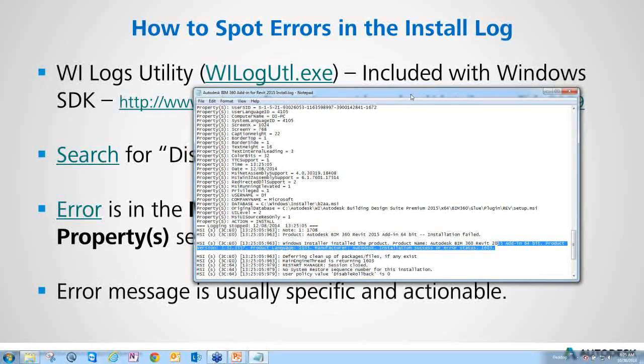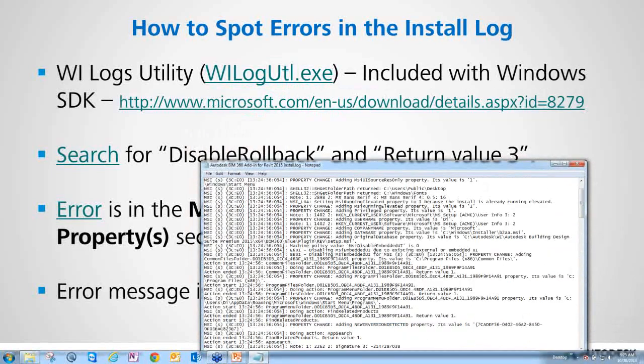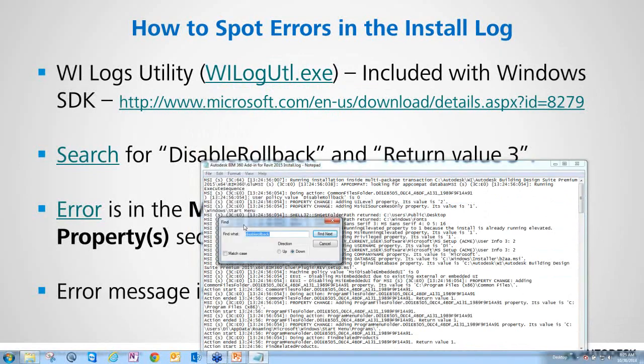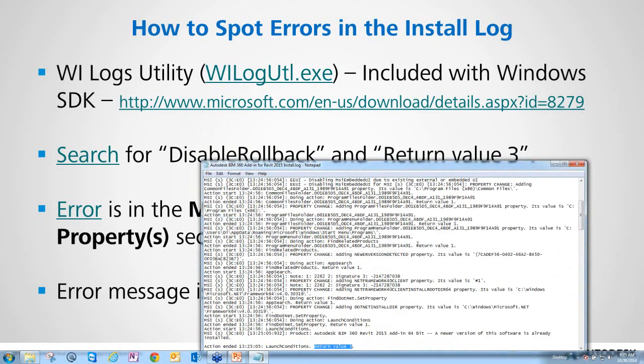So the other thing I suggest searching for is return value 3. If you search for disable rollback, you still can't narrow down on it. Let's do a search for return value 3. There's a couple of different return values you can get. You can see up here there's a return value 1. If it's 1, that means excellent, it worked. Everything installed fine, we're good, let's move on to the next thing.